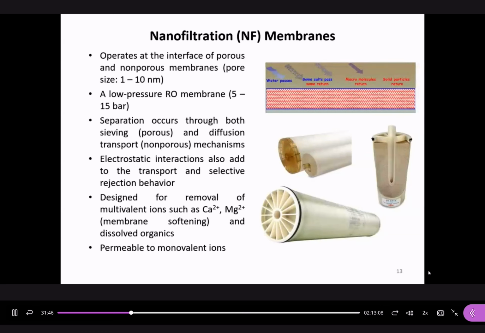What can we use it for? Water softening. What is water softening? What is hardness? Right. So we reduce hardness, like calcium and magnesium ions, and dissolved organics. Small organics, a few hundred Dalton. And it is permeable to monovalent ions, like sodium chloride, but not completely permeable.